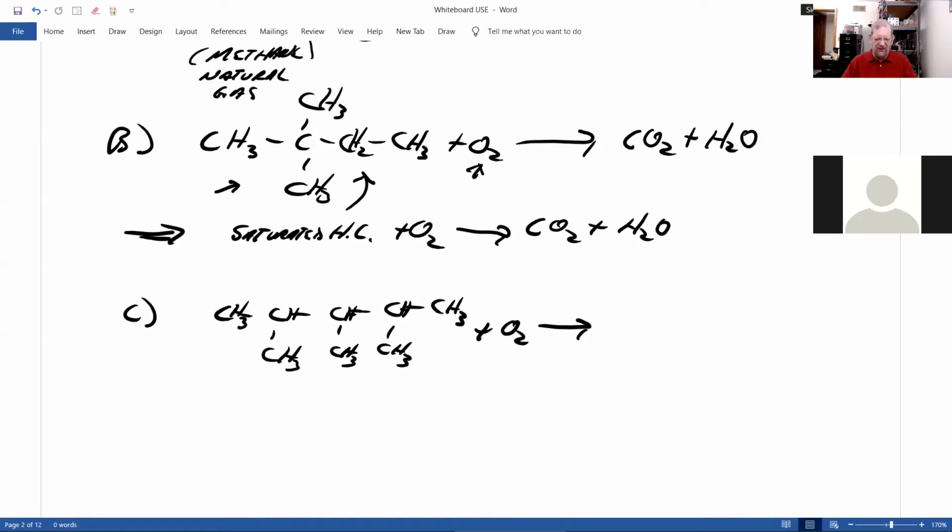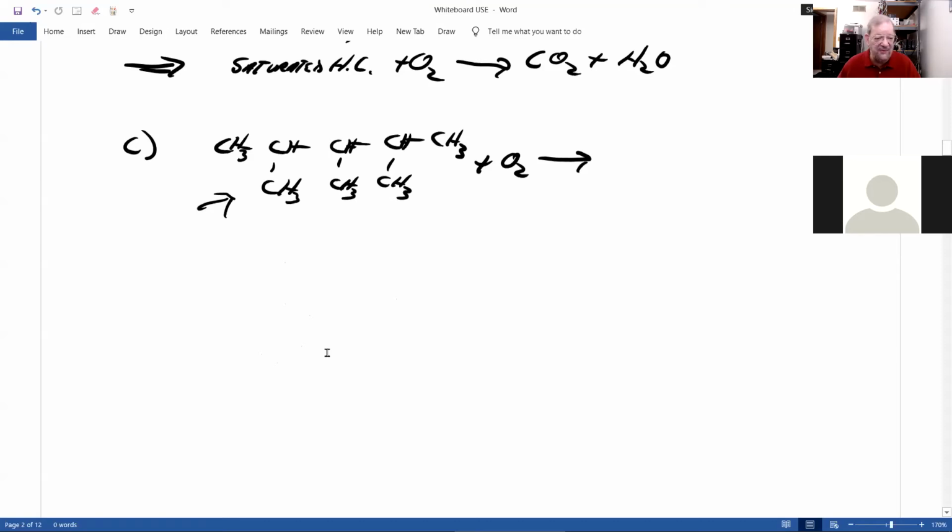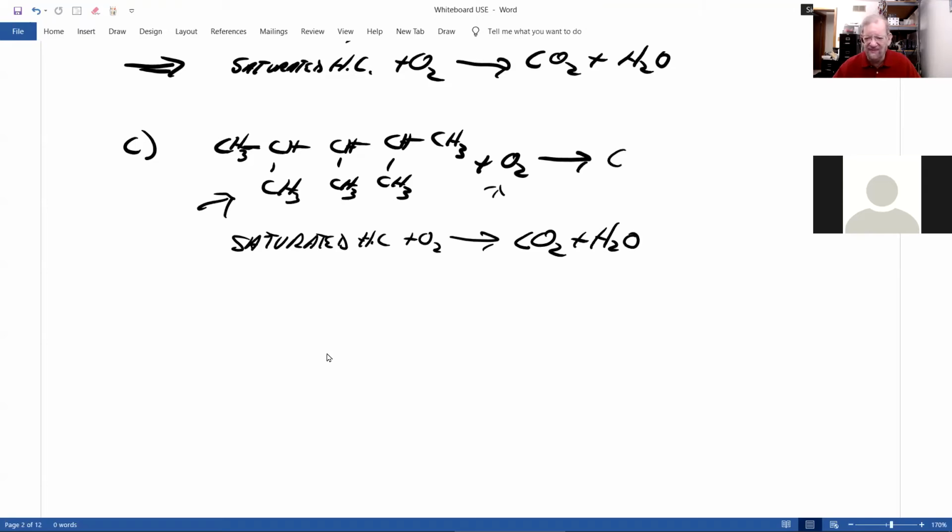All right, let's do it. If we look at this molecule right here, what do you see? Carbon, hydrogens, and only carbon-carbon single bonds, like right here. And that's the saturated hydrocarbon. And if I react that with oxygen, my general reaction, think of it as a roadmap telling you where you're going to go to, goes to CO2 plus water. And therefore, my answer is CO2 plus water.